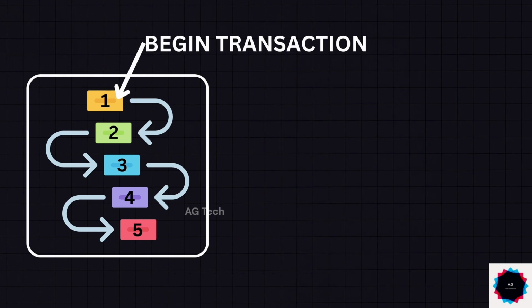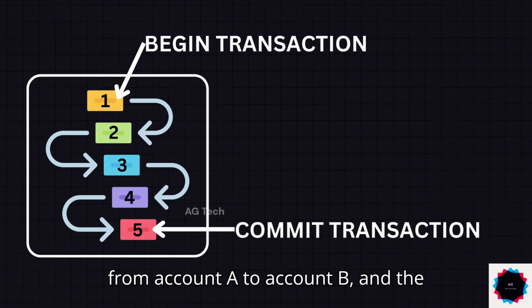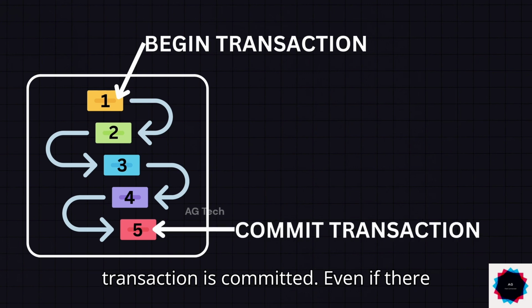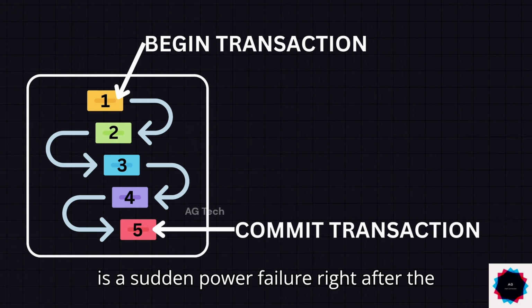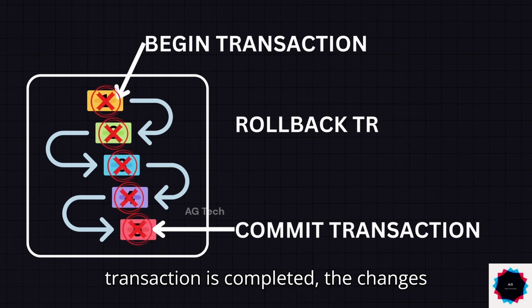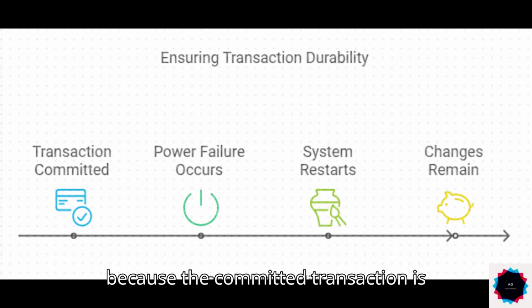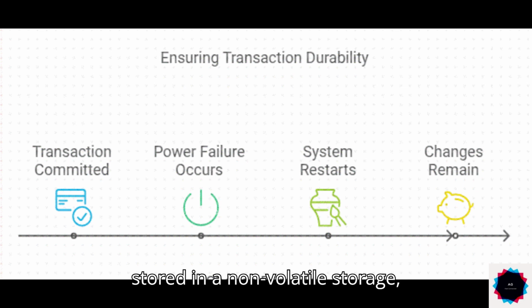Example: suppose you complete a transfer of $100 from account A to account B, and the transaction is committed. Even if there is a sudden power failure right after the transaction is completed, the changes will still be reflected in the database when the system restarts. This is because the committed transaction is stored in a non-volatile storage, ensuring the changes are durable.